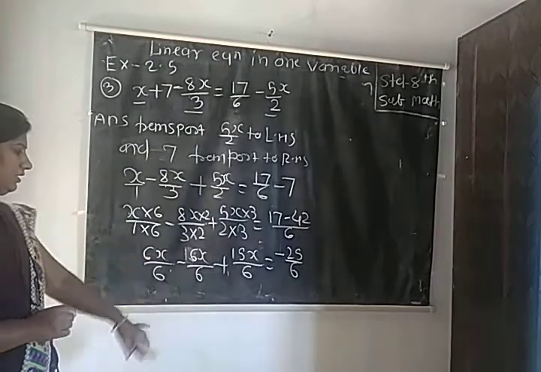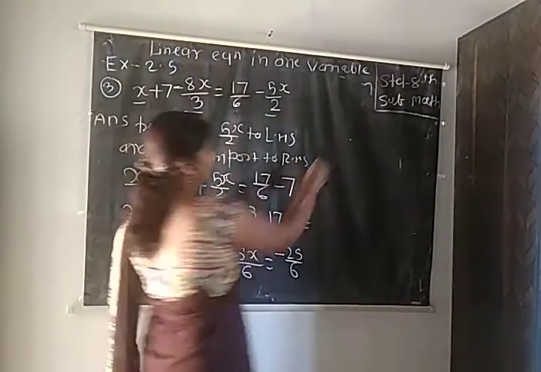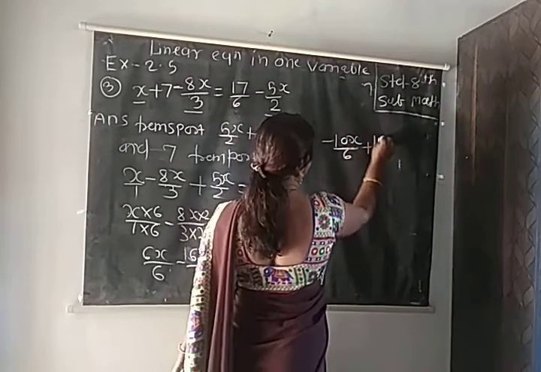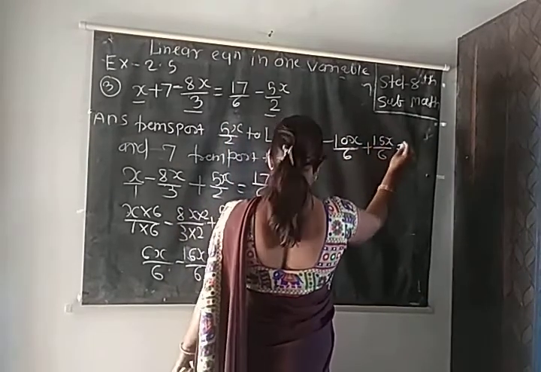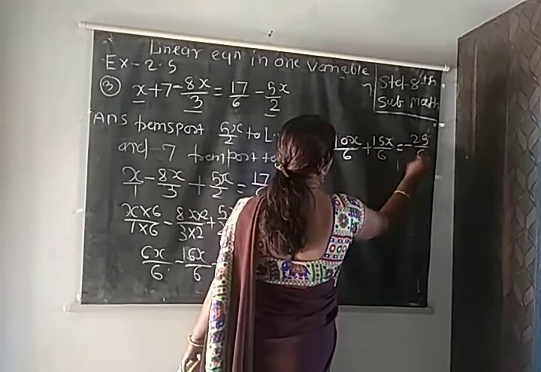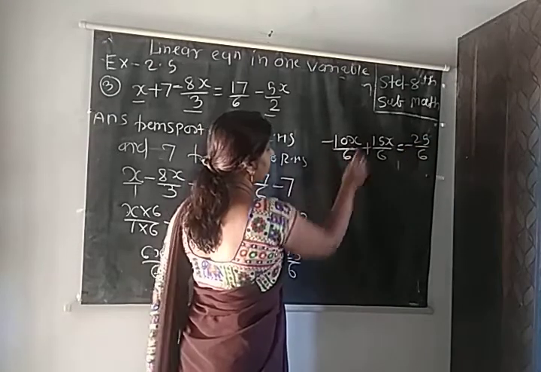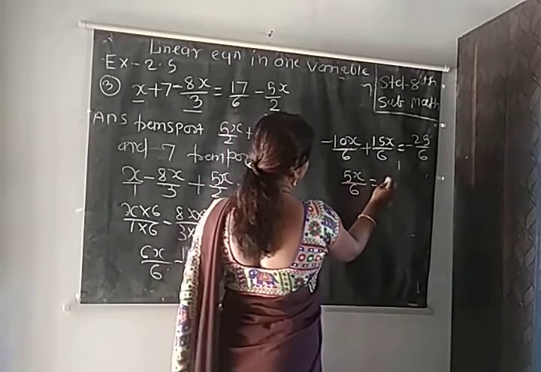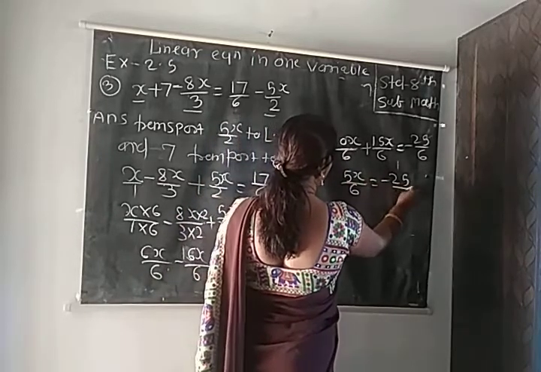6x minus 16x. What is the remaining? Minus 10x upon 6 plus 15x upon 6 is equal to minus 25 upon 6. Minus 10 plus 15. So what is the answer? 5x upon 6 is equal to minus 25 upon 6.